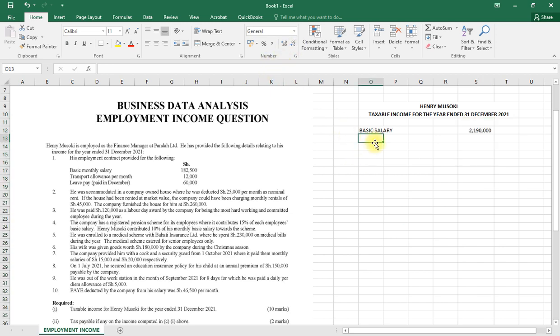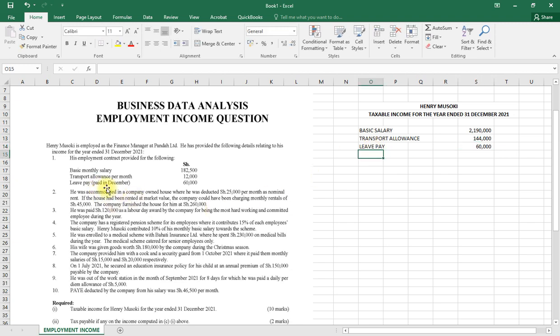And the second one, transport allowance. The transport allowance per month was 12,000 per month. We multiply by 12 months per annum. Then leave pay paid in December. So you have the leave pay, which was paid in December, which was 60,000.